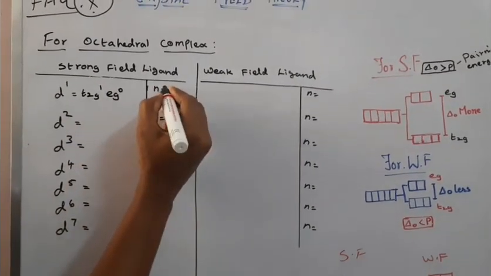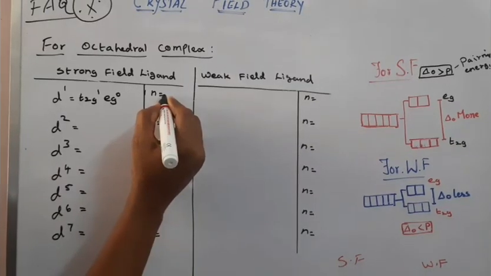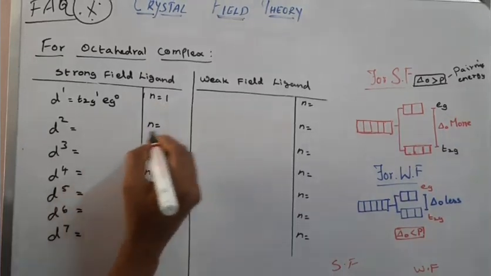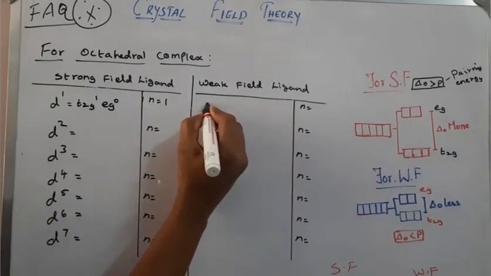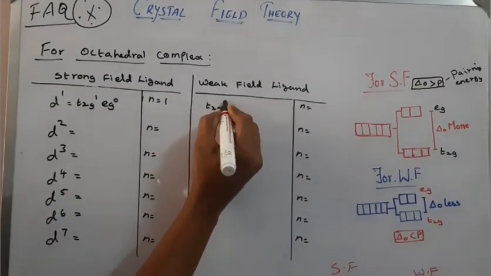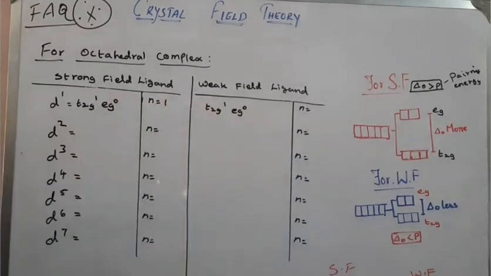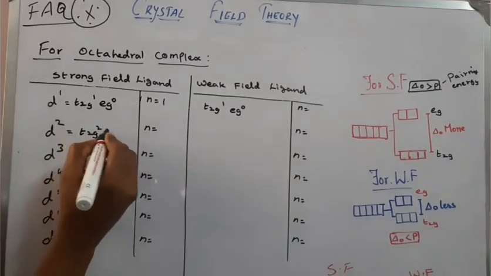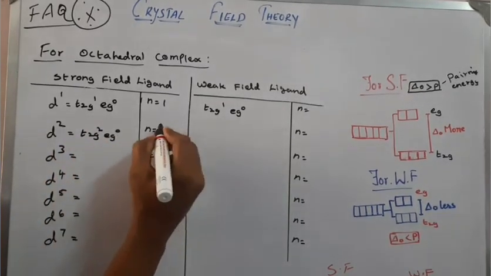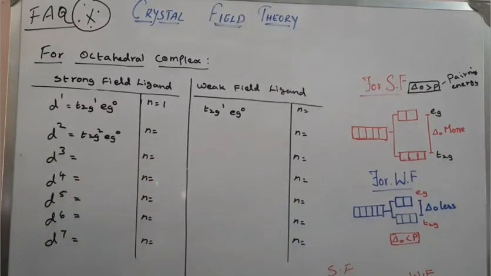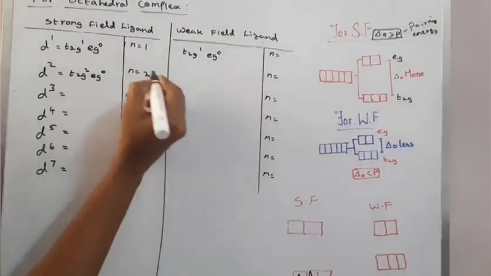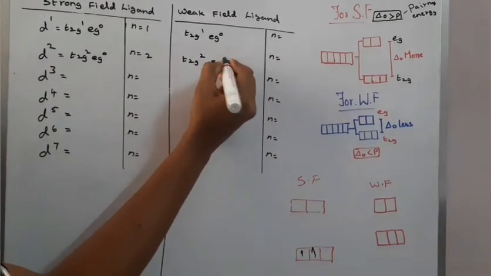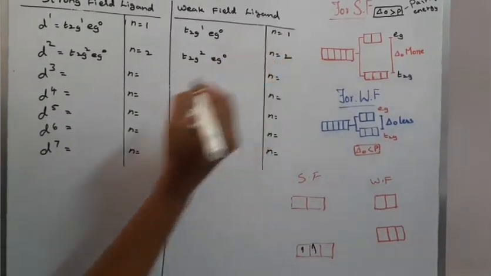Here N means the number of unpaired electrons. How many unpaired electrons are present? For d1, only one unpaired electron, so 1. For the weak field ligand also the same, T2g1 and Eg no electron. For d2 it is the same, T2g2 Eg0, and the number of unpaired electrons is 2. The weak field also has T2g2 Eg0, so one unpaired electron for d1 and two for d2.